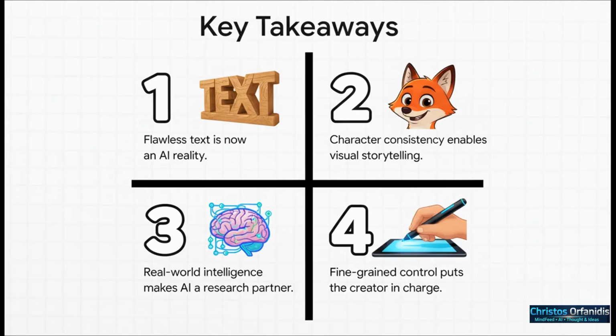So let's just boil it down. What are the big takeaways here? 1. Flawless text is finally here. 2. Real character consistency means we can actually tell visual stories now. 3. Its real-world intelligence makes it an amazing research partner. And 4. All that detailed control puts you, the creator, right back in the driver's seat. This is a massive, massive shift for everyone.